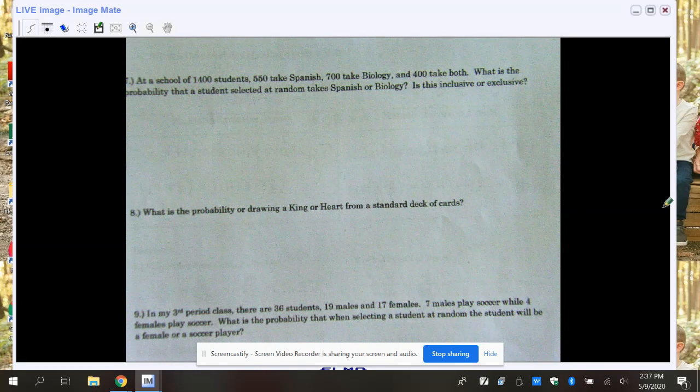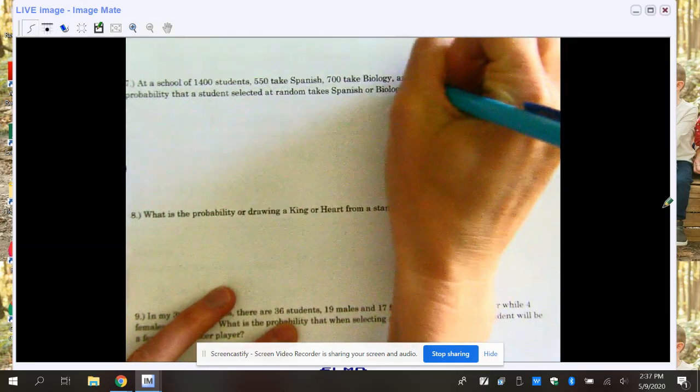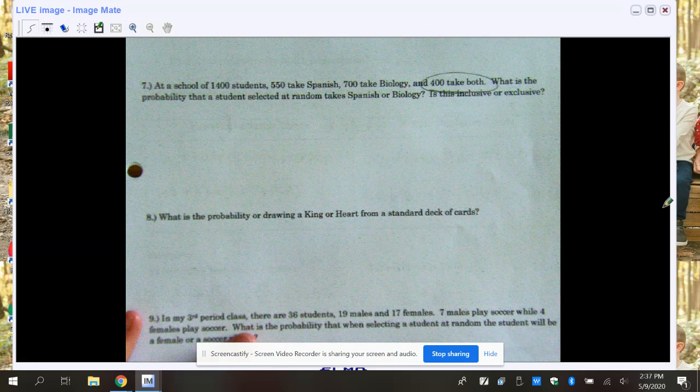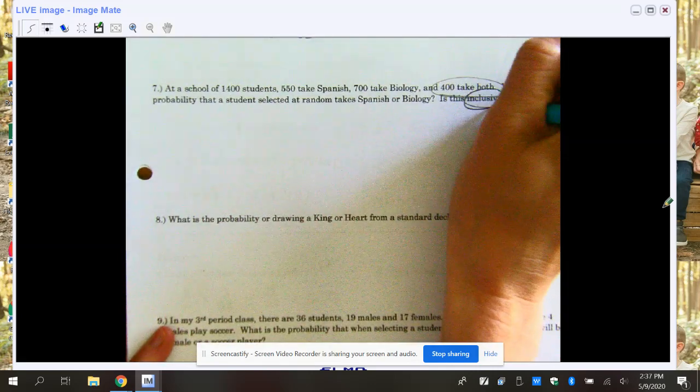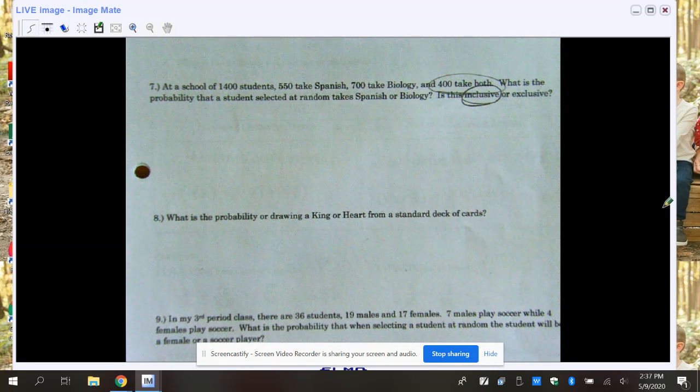At a school of 1,400 students, 550 take Spanish, 700 take biology, and 400 take both. So here's our overlap. What is the probability that a student selected at random takes Spanish or biology? Well, this is already going to be inclusive because we're essentially given that here, right? We know that 400 overlap.